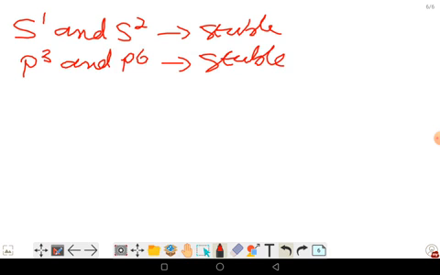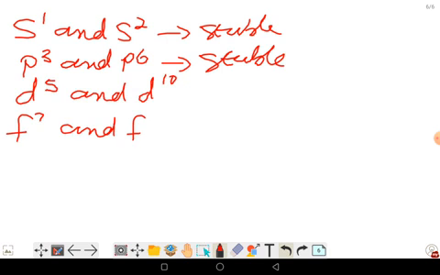Anything other than these two is not stable, because the complete number of electrons in the p orbital is 6. So half of 6 is 3. So p3 and p6 are stable. Then when you talk about d orbitals, d5 and d10 are stable, while f7 and f14 are equally stable. I will make a video on quantum numbers to explain how all these values came about.